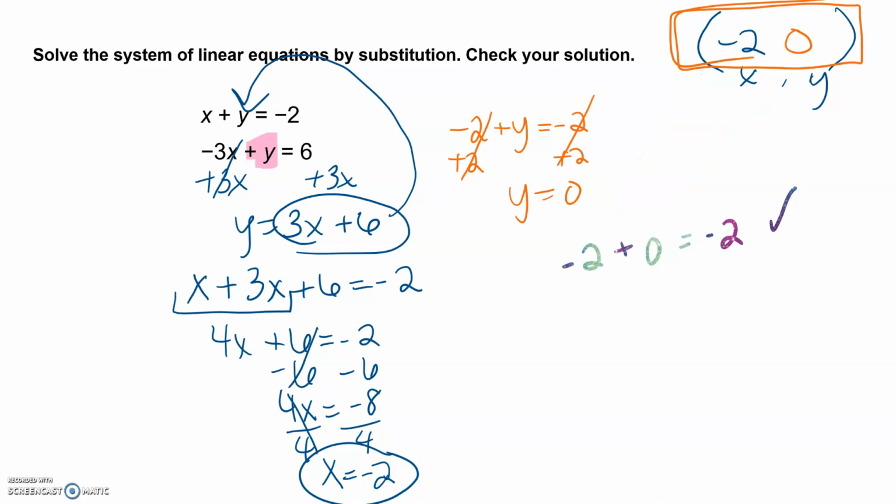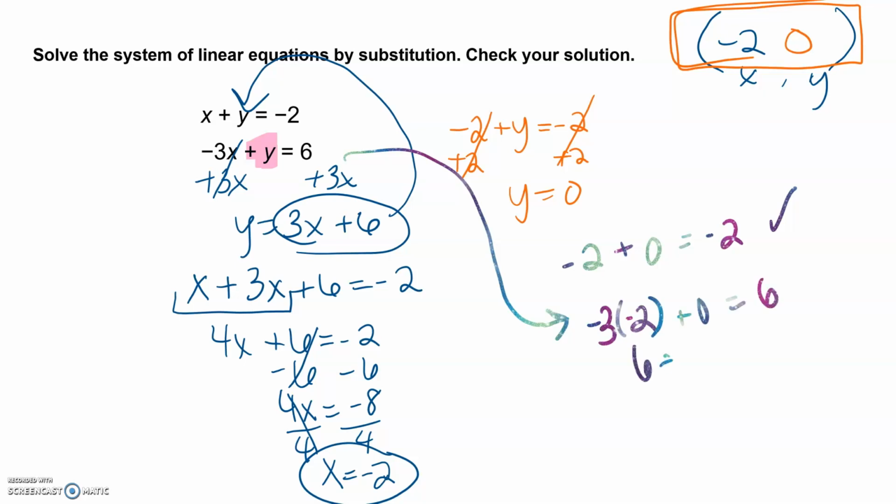And then again, I'm going to do the same thing with the bottom equation. So over here, I'm using this. Negative 3 times negative 2 plus 0 equals 6. Negative times a negative is positive 6. So 6 plus 0 is definitely 6. So there is my final answer.